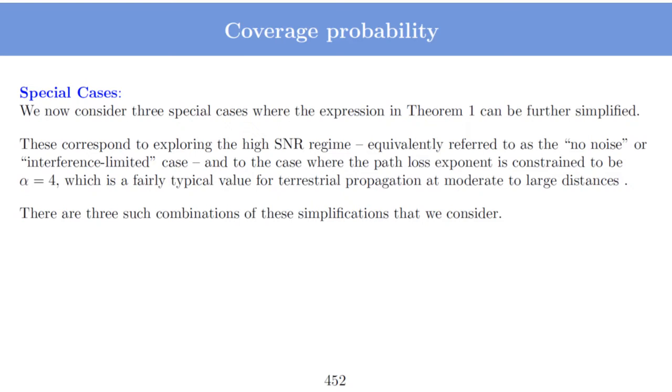So first we'll think of the interference limited case. In normal practical scenarios of modern wireless, noise is not an issue. The transmit power is enough so that the noise becomes negligible in these scenarios. And actually the main problem is the interference, which limits the SINR and hence the performance. Such systems are known as no noise or interference limited cases. We'll also keep alpha equal to 4. That will make the analysis a little bit easier, and this is a fairly typical value for terrestrial propagation at moderate to large distance.